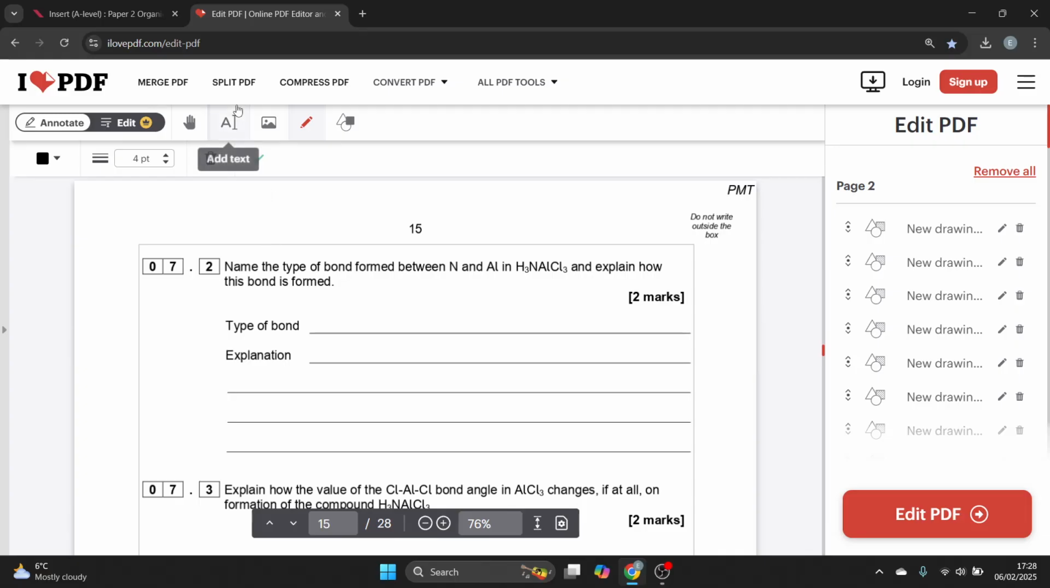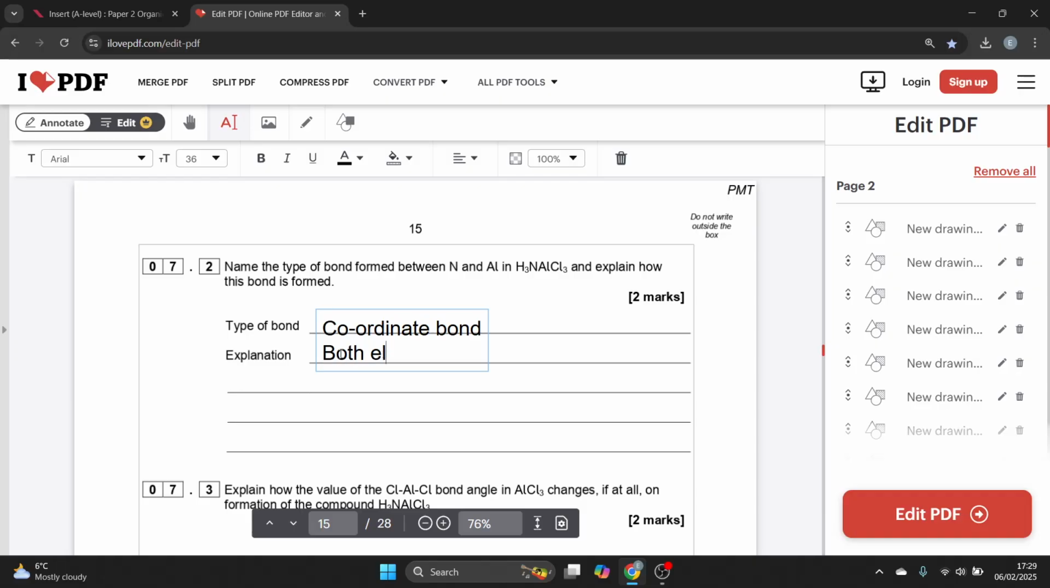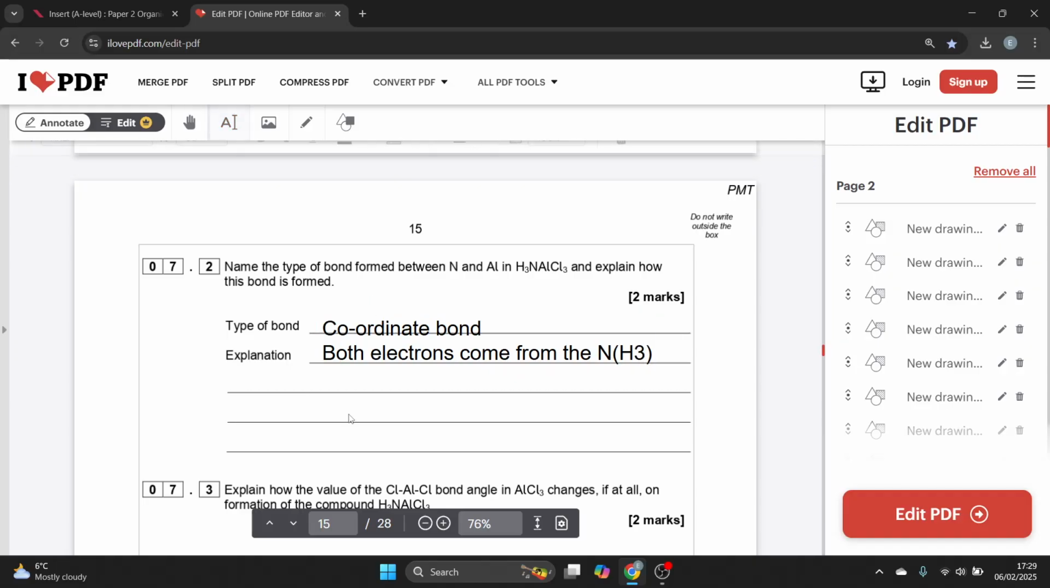Name the type of bond between nitrogen and aluminium. Explain how this type of bond is formed. Name the type of bond. It's a coordinate bond, and you need a dash in between here as well. Coordinate bond. Both electrons come from the nitrogen in NH3, from the nitrogen in ammonia.